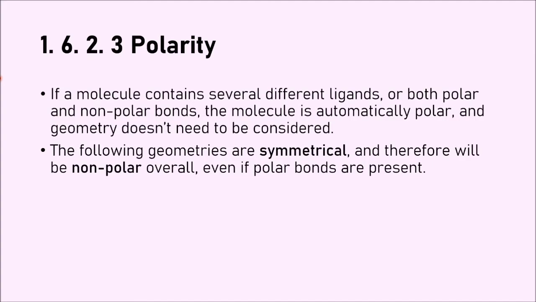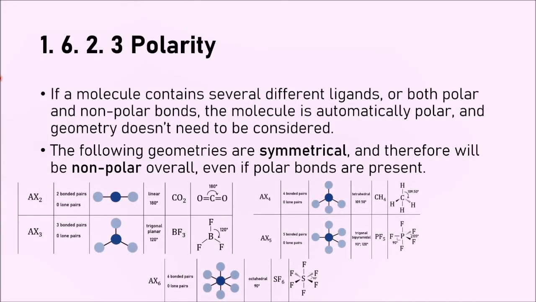So here are all the ones which are symmetrical, so therefore the polarity will be non-polar overall, provided that all these ligands here, all these blue circles which represent these atoms attached to the central one, are the same. If they're different, then ignore all of this, the molecule is polar. So first situation here at the top, we have one central atom and two situated either side. So let's have a look at carbon dioxide a bit closer.